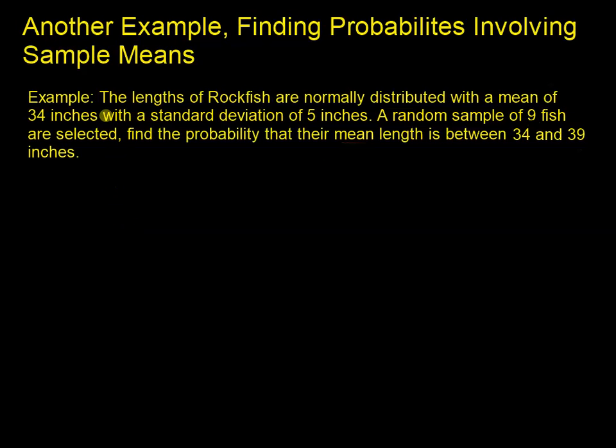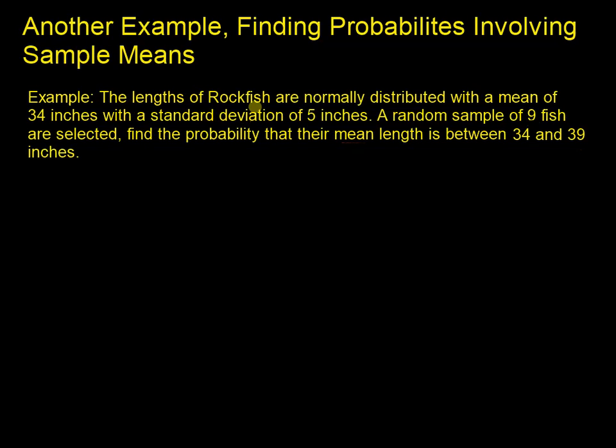In this video, we're going to discuss another example, finding probabilities involving sample means. So in the previous video, we did an example that used the central limit theorem. This example does not really use the central limit theorem, though it is still finding probabilities involving sample means. Okay, so let's go ahead and read the problem.